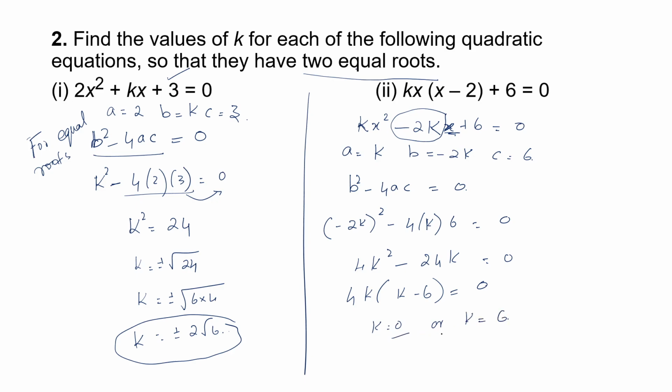See, we are getting two values, k is equal to 0 or k is equal to 6. k cannot be 0 because, if you substitute 0 here, you will get 6 is equal to 0, which is not possible. So the value of k should be 6. You have to write that k is equal to 0 does not satisfy the equation. So k is equal to 6.